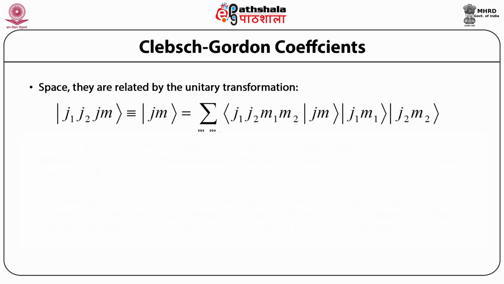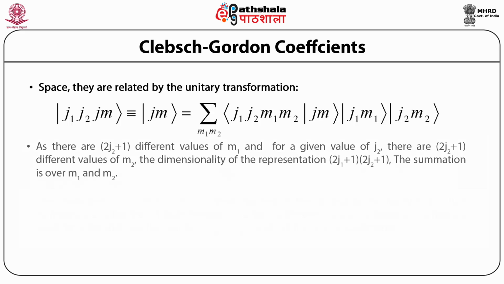Writing the basis vector |j1, j2, j, m> is equivalent to writing |j, m>, which turns out to be equal to the summation over all values of m1 and m2 of the bra <j1, j2, m1, m2|j, m> times the kets |j1, m1> and |j2, m2>. As m1 can take 2j1 plus 1 different values, and for a given j2, m2 can take 2j2 plus 1 different values, the dimensionality of the representation of the above equation is (2j1 plus 1) times (2j2 plus 1). Here the summation is over all values of m1 and m2.